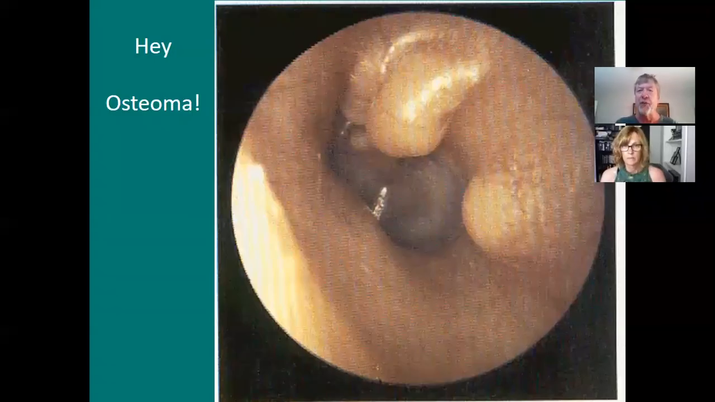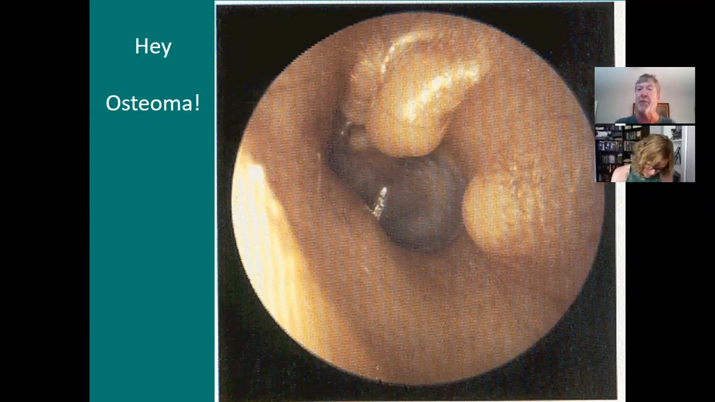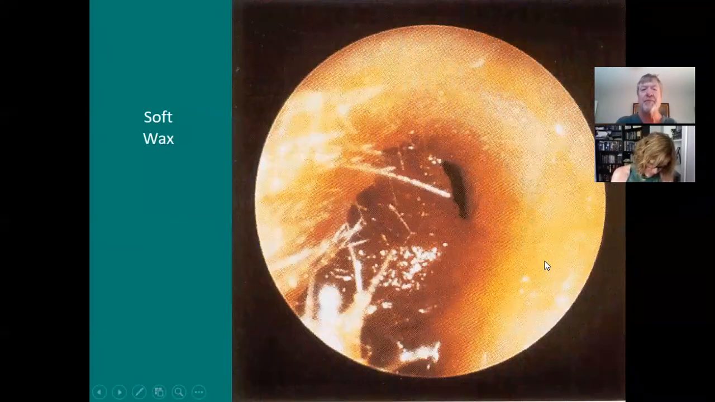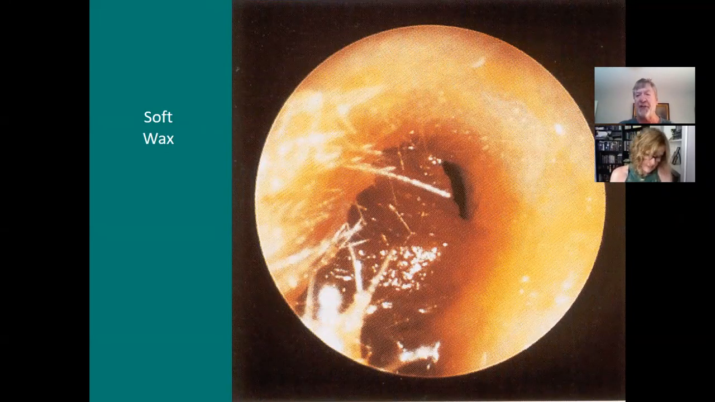So now when we're looking at the ear again, you're looking at the osteomas. Those are growing in the inner half of the ear canal because they are bony growths, not the outer half. When you're looking more at the outer half of the canal, here's where the wax is formed. So ear wax grows on the outer half where hair and sebaceous glands are.